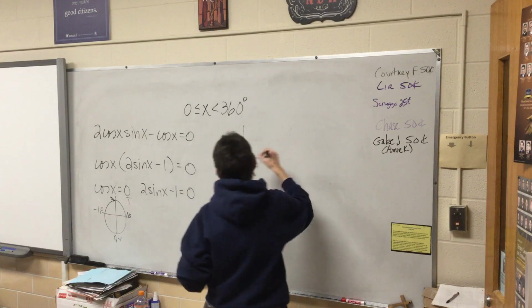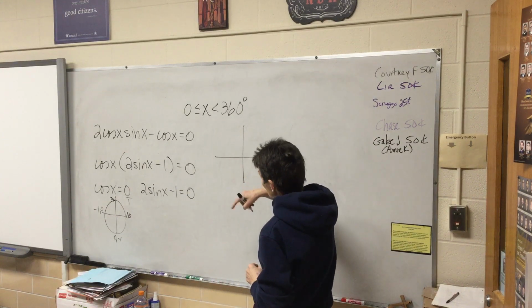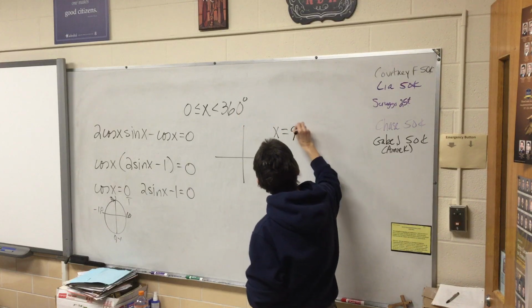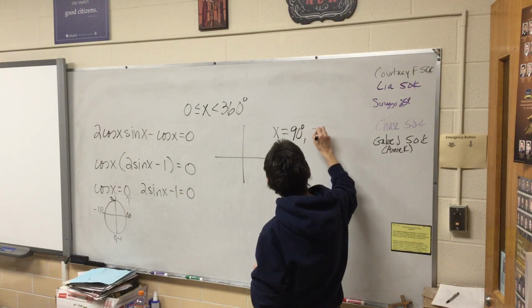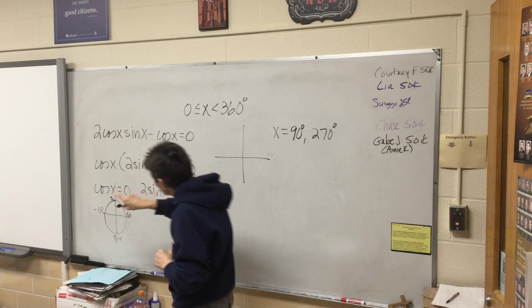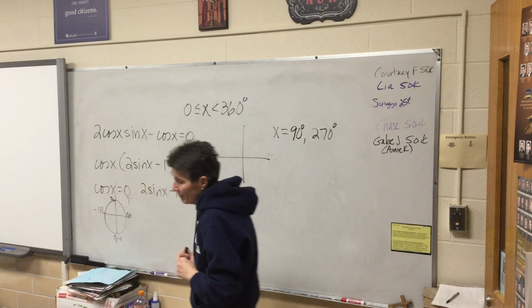No, that would be 3 pi over 2 in radians. It's 270 in degrees. So we're doing degrees. This is a degree problem. So we got 90 degrees and 270 degrees. Those are the answers to this part of the problem.